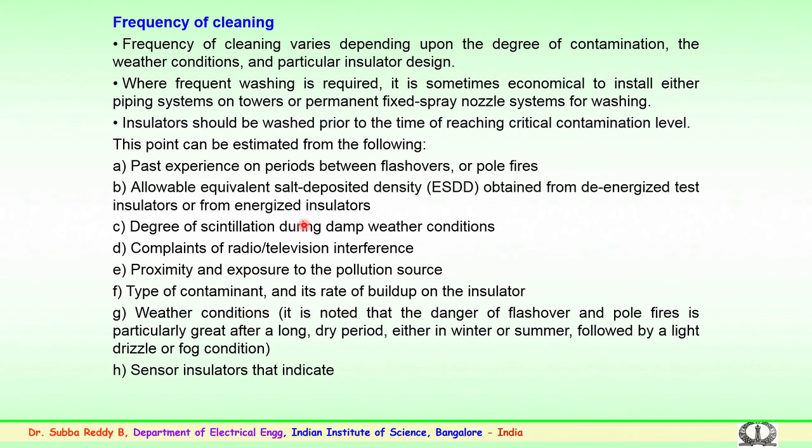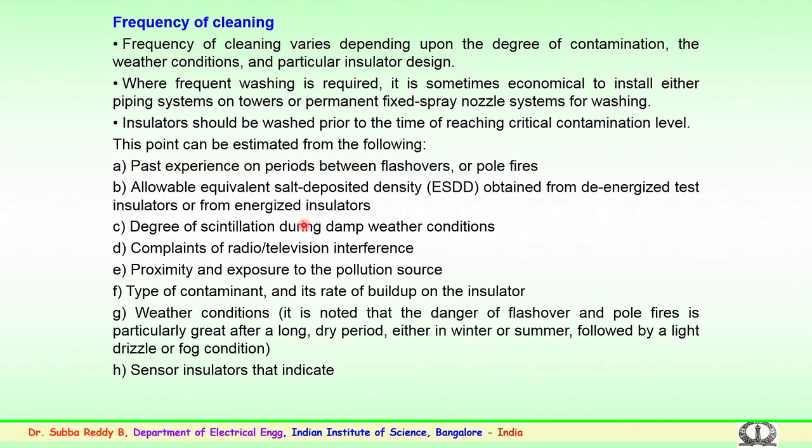It is sometimes economical to install either piping systems on towers or permanent fixed spray nozzle systems for washing. Insulators are to be washed prior to the time of reaching critical contamination level. That is one of the important pieces of information. The contaminant should not be allowed to spread and accumulate for a larger period. So, this point can be estimated from the following.